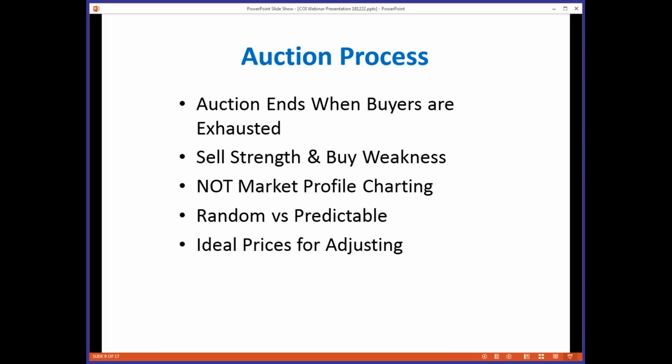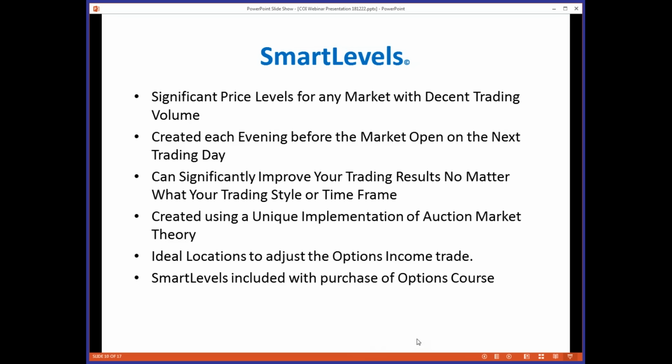These levels that we find from the auctions become ideal places not only to be engaged for our trading, but they're ideal prices for adjusting our options trade. So that's the primary objective here: to look at the auction, find these significant price levels in the market where we want to become engaged, and those are the prices where we're going to adjust our trade. That's the whole purpose behind looking at the auction.